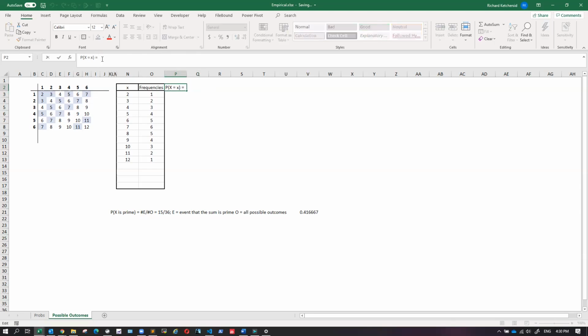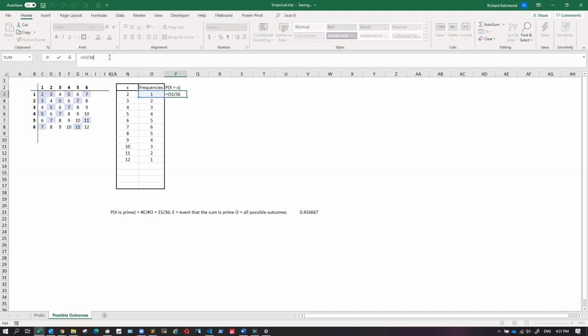So now I just want to put these various things. For X equals 2, what's the probability that X equals 2? Well, there is one way to get a 2 out of 36 possible ways. So this will be equal to 1 over 36. In fact, to make it better, the frequency is 1, so I'm going to use that cell, that way I can just copy things down instead of typing things out over and over. Okay, so that's my frequency.